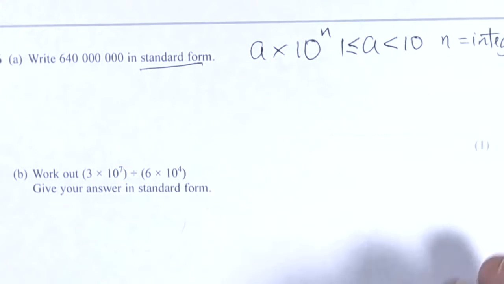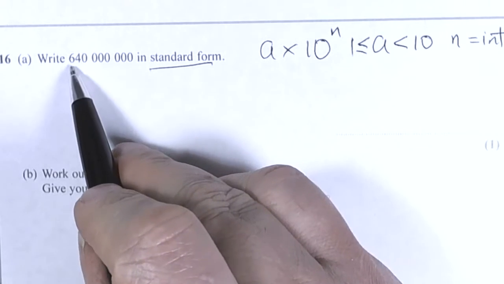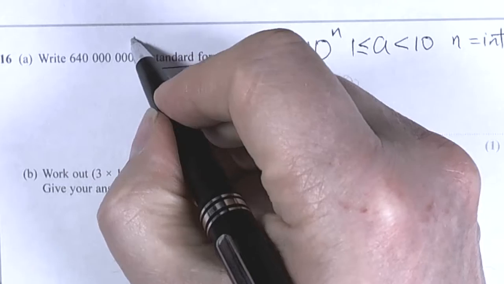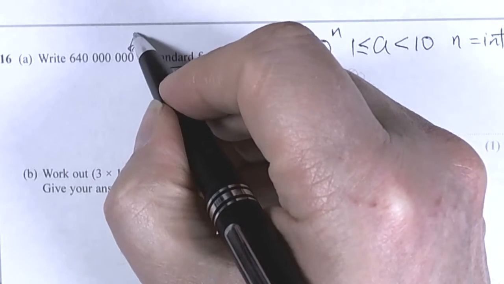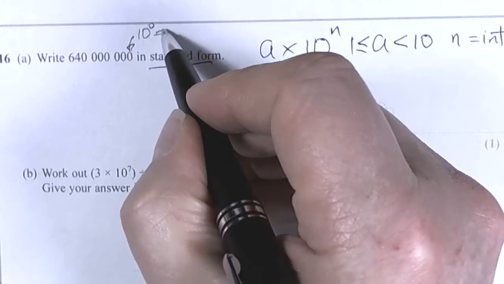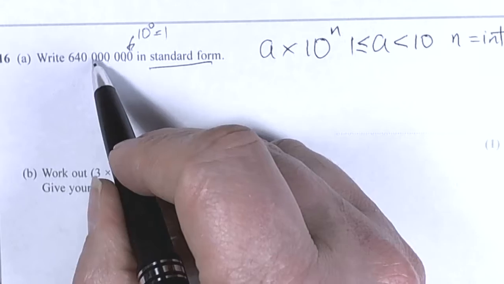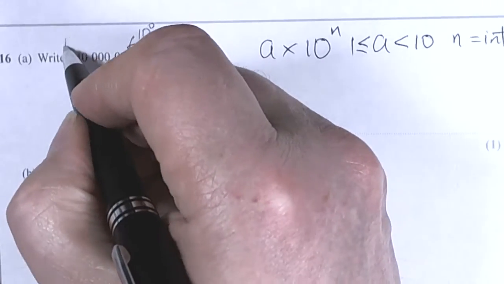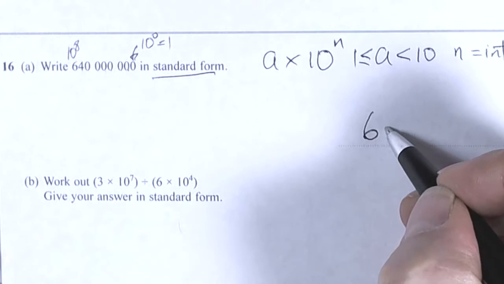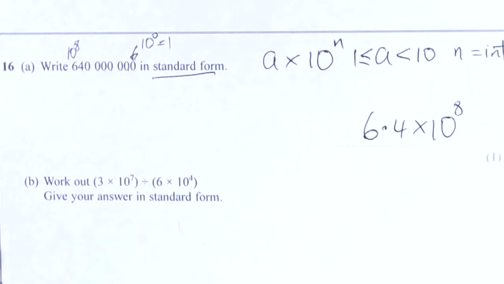So literally then we've got to go through deciding what's the place value of the first non-zero digit, which is 6. Well, the first place value is the units, the ones column, which is the 10 to the power of 0. That equals the ones column. So we're going to go 1, 2, 3, 4, 5, 6, 7, 8. So this is in the 10 to the power of 8 column. So the answer will be 6.4 times 10 to the power of 8.